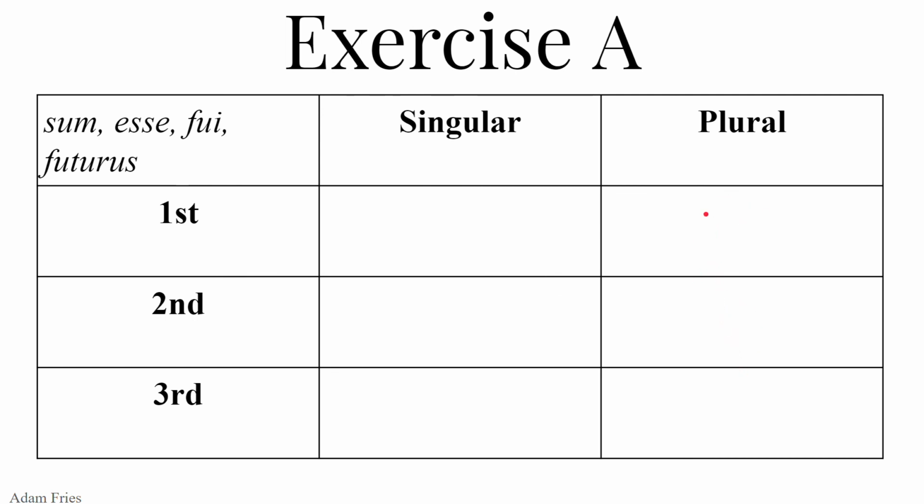Optime. Make sure you know the personal endings for verbs in the present tense: O, S, T, mus, tis, nt. And make sure you know sum is irregular in the present tense, and its forms are sum, es, est, sumus, estis, sunt. Optime, excellent. Review those endings.